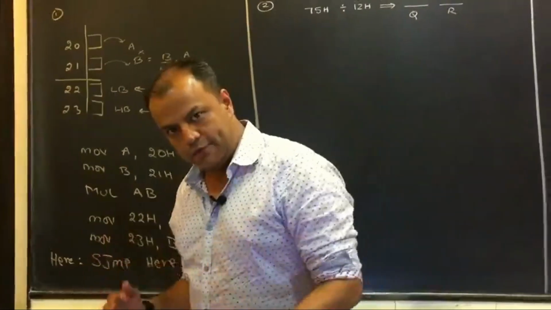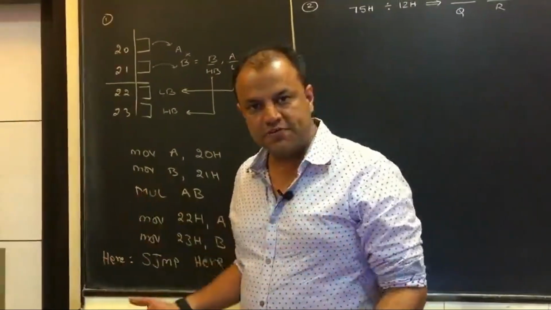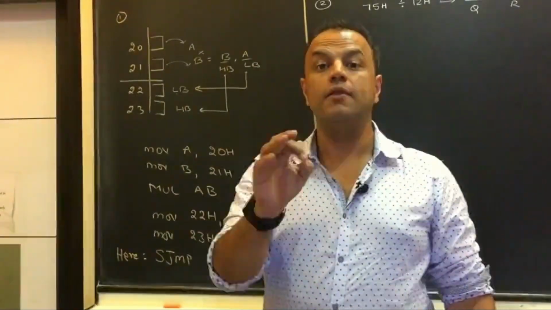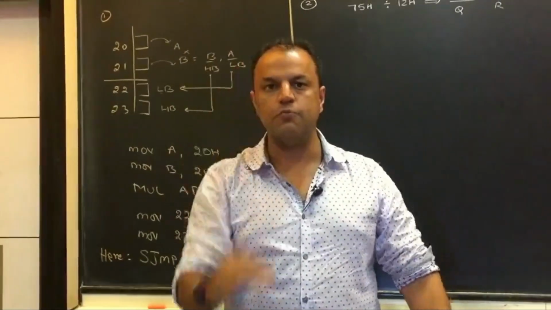The point is, if you write end, it will be substituted with S jump here. If you write return, it will go back to some place which will eventually do S jump here. The idea is to stop the processor from going ahead.